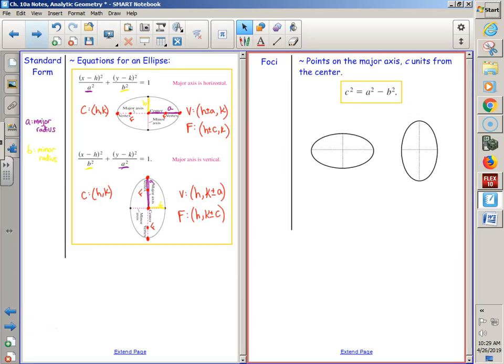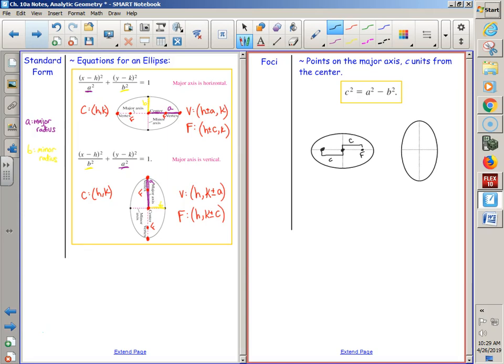C squared equals A squared minus B squared. And technically, I tried to squish it all into one yellow box for you guys. But to make it a little more detailed, to take away all the extra major and minor and center and vertices, we could just focus in and say, okay, from a center, I'm going to go C units away to get to my focus, one direction and the other direction.